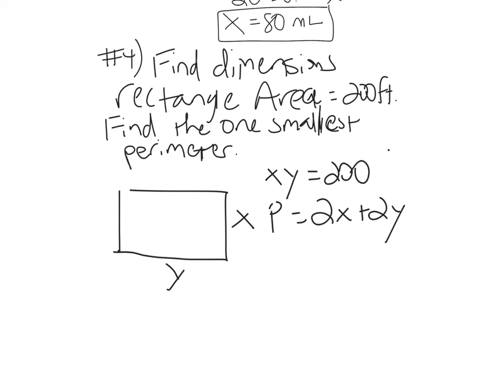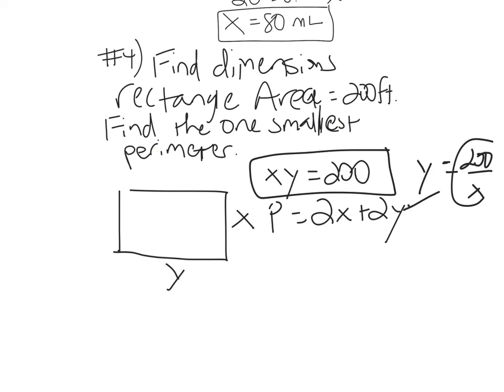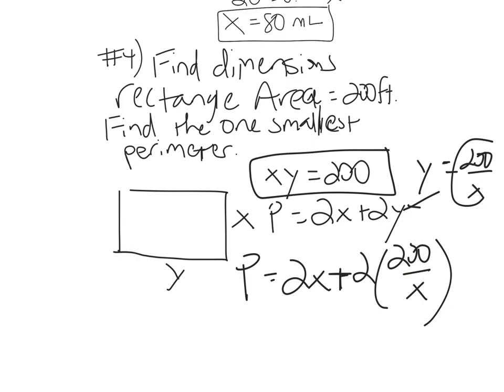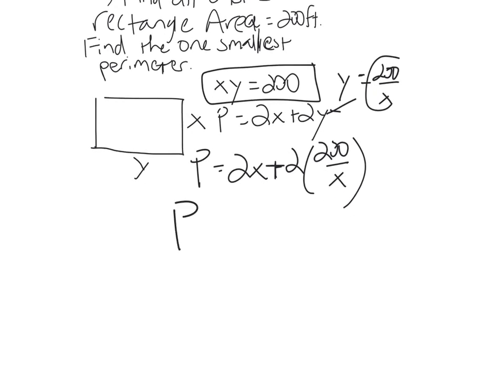So let's take this right here and solve for y. y equals 200 divided by x. Then plug that into this equation. So the perimeter is 2x plus 2 times 200 over x. So perimeter is 2x plus 400 over x. You're going to get this problem in calculus, and it's very exciting because you take the derivative, you set it equal to 0, and you find the minimum.